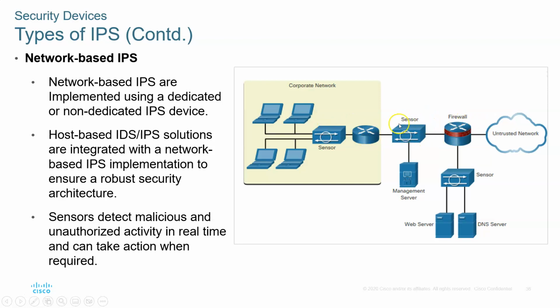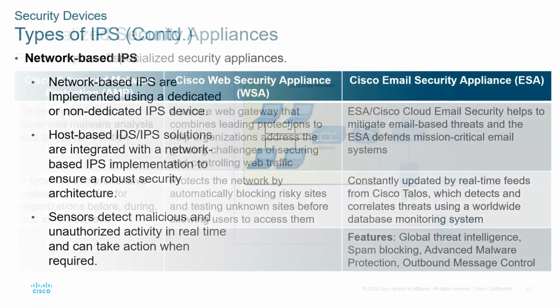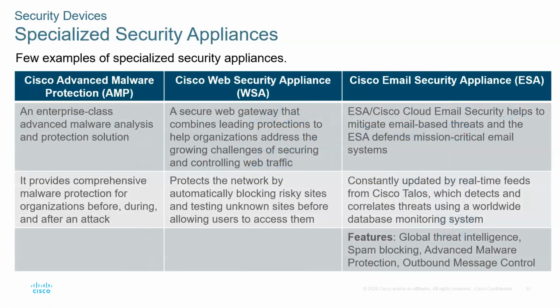They're in line with the data as it goes through. Okay, it's important to remember that. Most people definitely want to use an IPS, because if the signature of an attack is captured, it's stopped from going into the network. That's the advantage. But it slows things down a little bit.